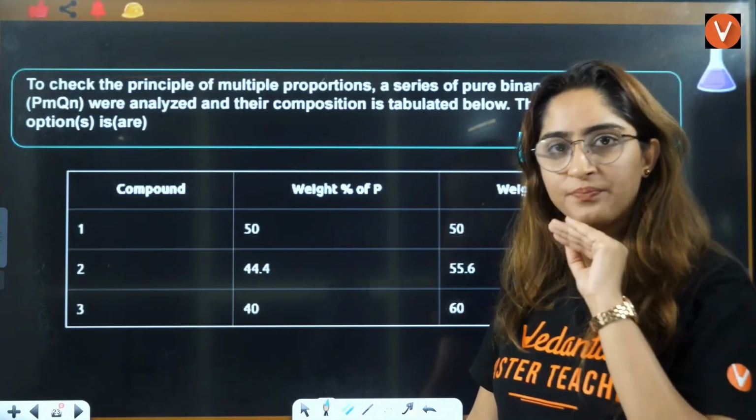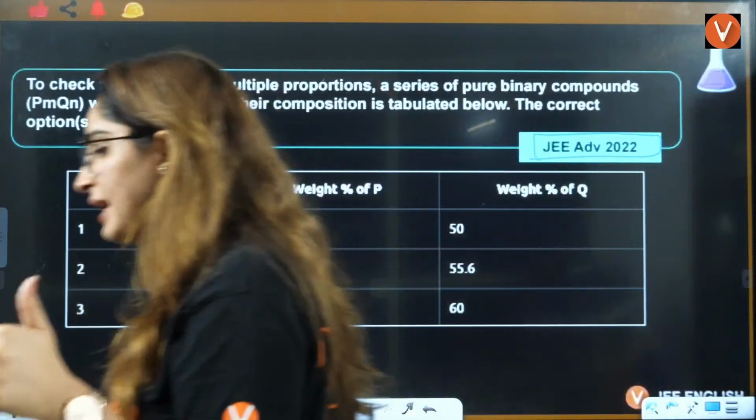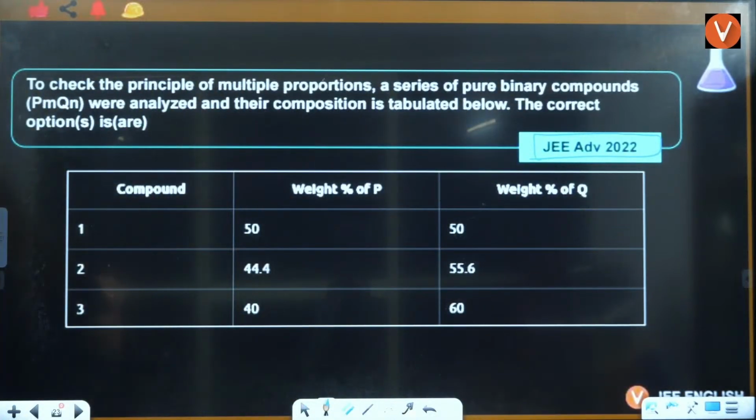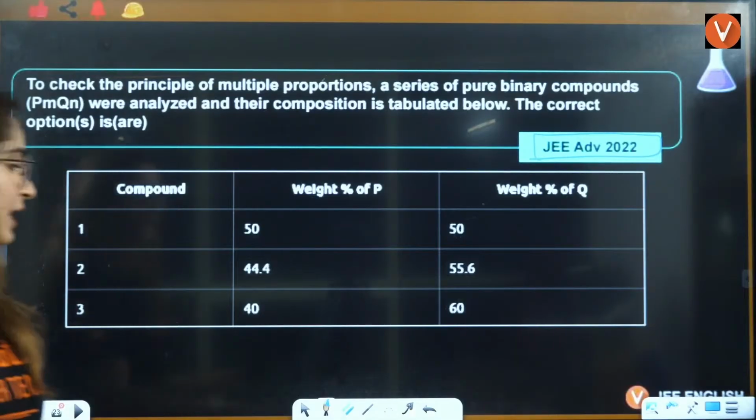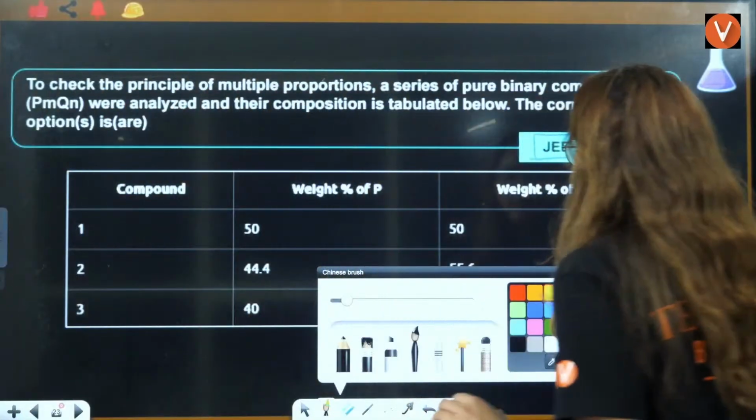Let's do this. Okay, let's do this, everybody. Let me know in the chat box if we shall start with this question. This is the last question of today, right? Last question of today. Ready, everyone? So here it is.